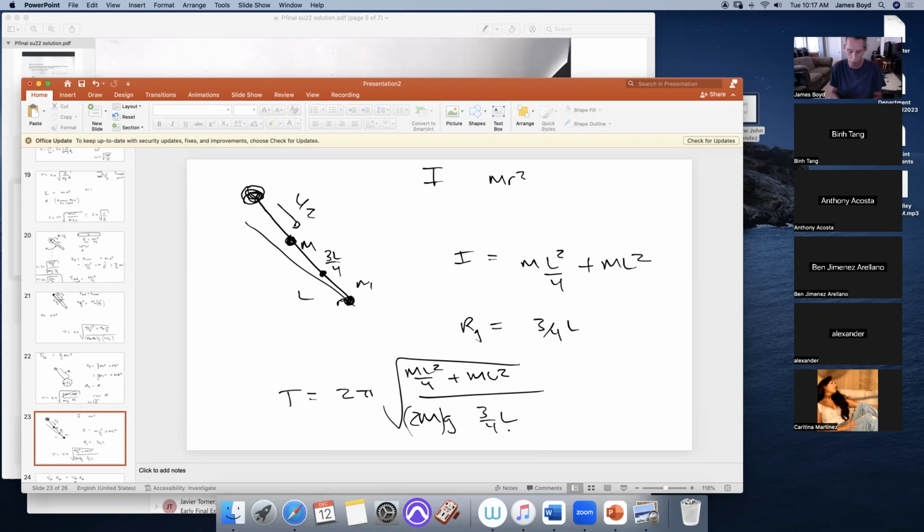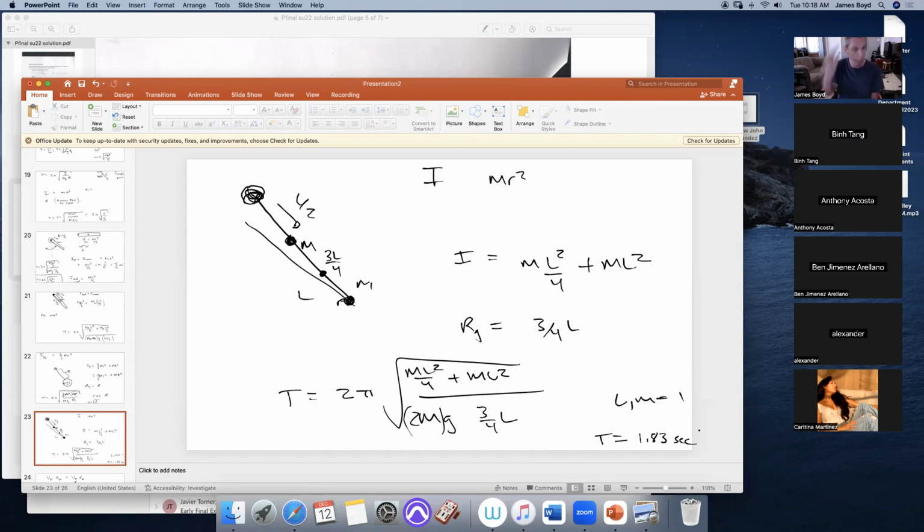So I get 1/4 plus 1 times 1, so plus 1, divided by 2 times 1 times 9.8, so 2 times 9.8 times 3/4 times 1, if L and M are 1. And then I take the square root of that answer and I multiply it by 2 times pi. I get about 1.83. So the period would be 1.83 seconds.